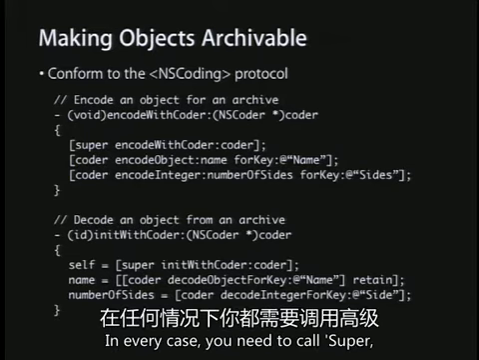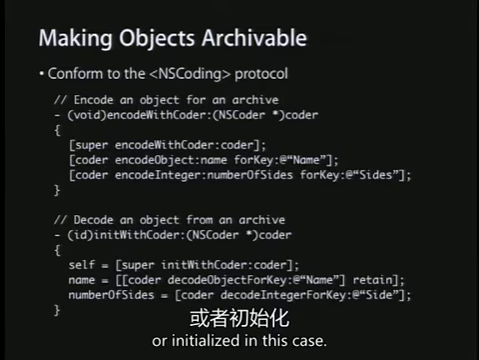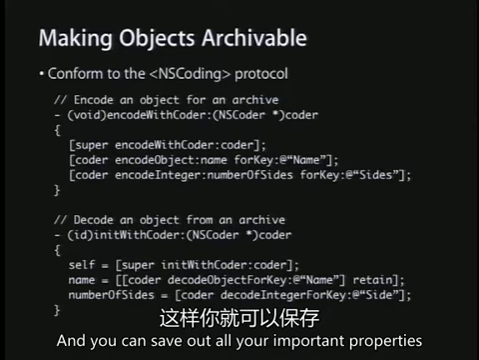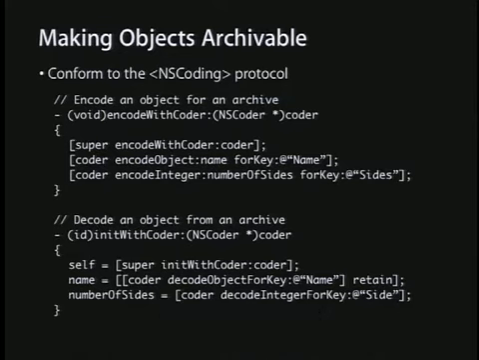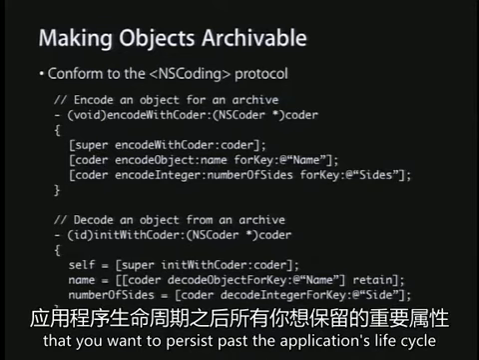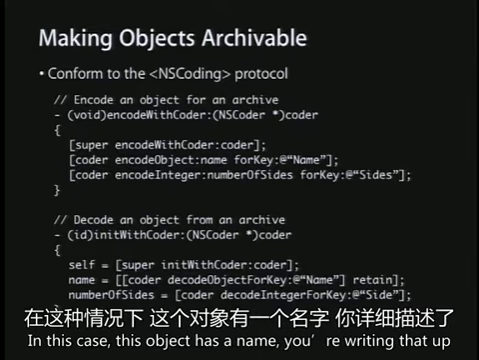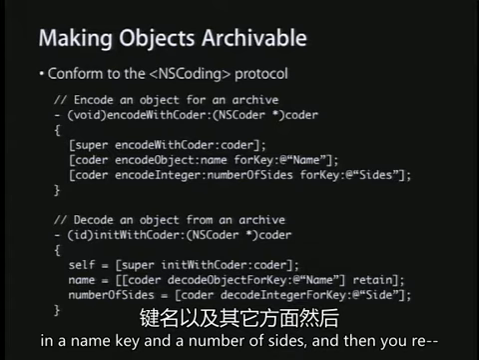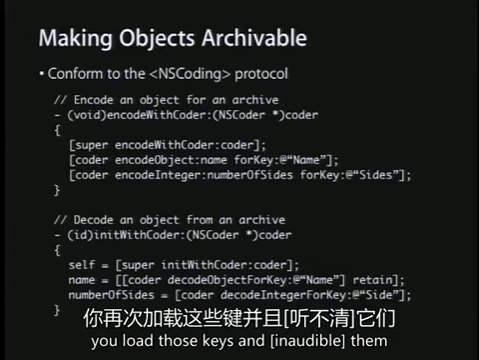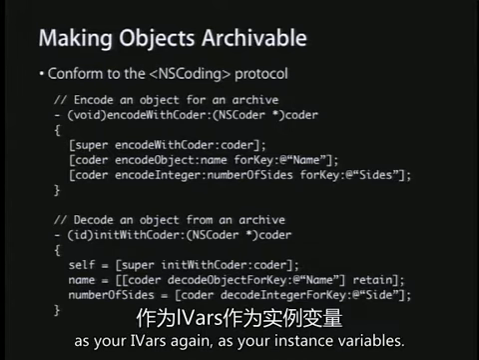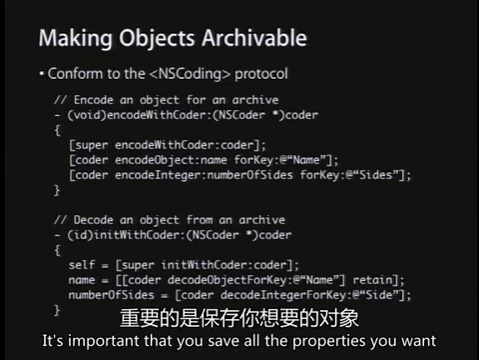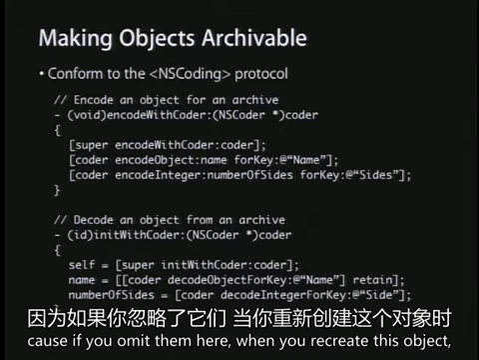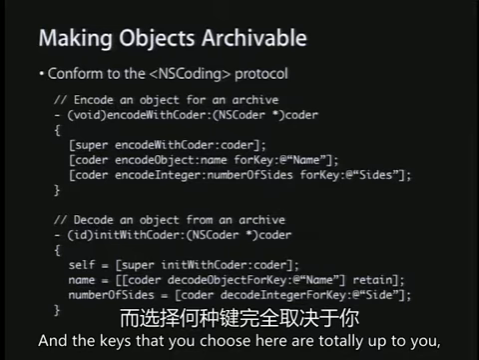In every case, you need to call super so that NSObject gets initialized in this case. And you can save out all your important properties that you want to persist past the application's lifecycle. In this case, this object has a name, and you're writing that out in the name key, and a number of sides. And then you reload those keys and store them as your ivars again, as your instance variables. It's important that you save all the properties that matter to your object, because if you omit them here, when you recreate this object, those properties aren't going to be there.